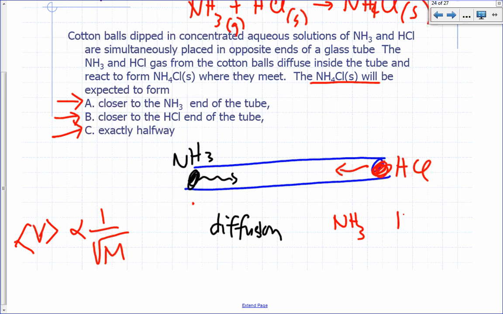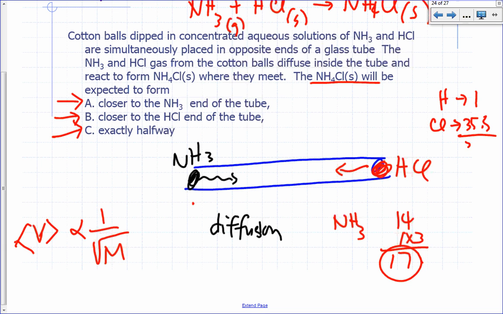NH3, so nitrogen is 14, hydrogen is 1 times 3, so that's about 17 grams per mole, 17 AMU. The mass of one ammonia molecule. HCl, hydrogen's 1, chlorine's 35.5, so that's about 36. So which one's heavier? HCl would be heavier, right? More massive. So at the same temperature, these HCl molecules are going to be slower than the ammonia molecules. So which one will get to travel further?